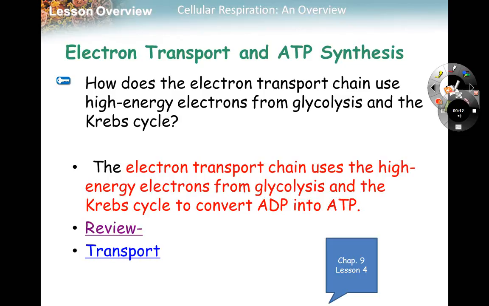How does the electron transport chain use high-energy electrons from glycolysis and the Krebs cycle? Well, here's what you should be writing in your packets. The electron transport chain uses the high-energy electrons from glycolysis and the Krebs cycle to convert ADP into ATP.